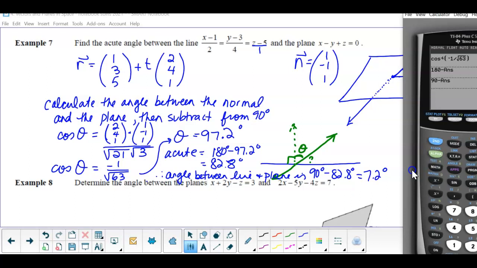Now, depending on what direction, if you had changed the direction vector, remember here, you could have -2, -4, -1 going the other way. You could have 4, 8, 2, negative those. If you had changed to the opposite direction, then you would have got 82.8 right away, and then you just subtract.